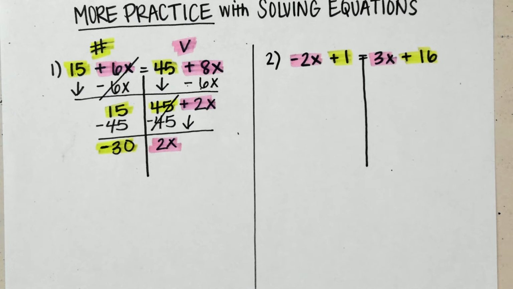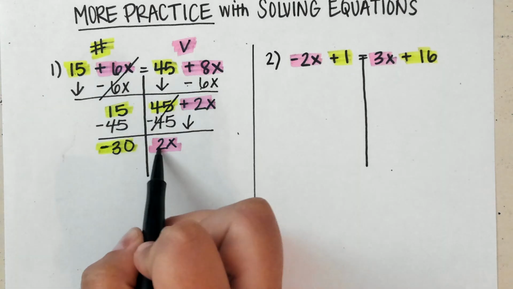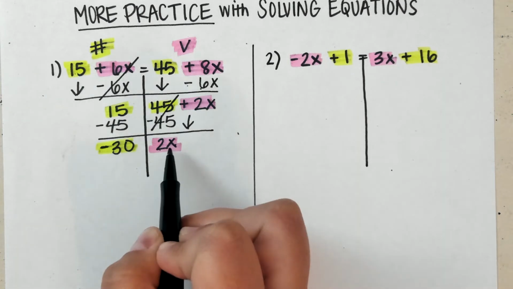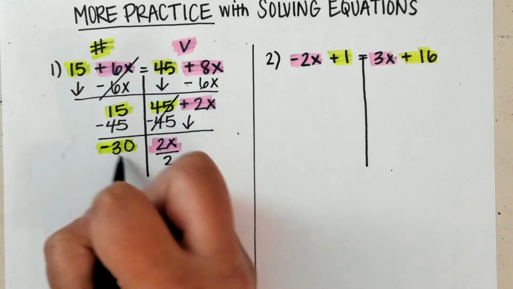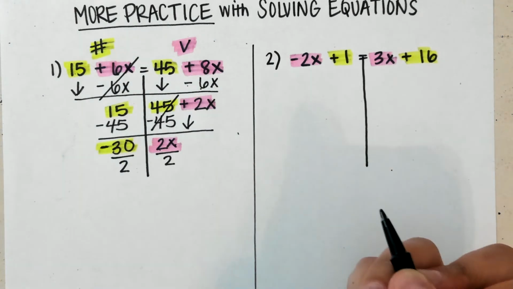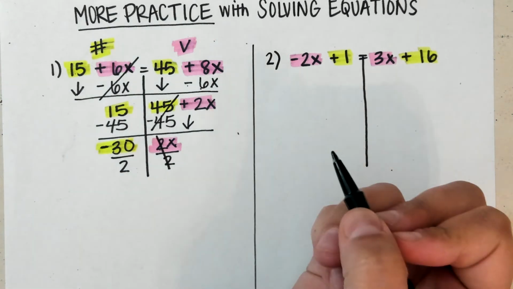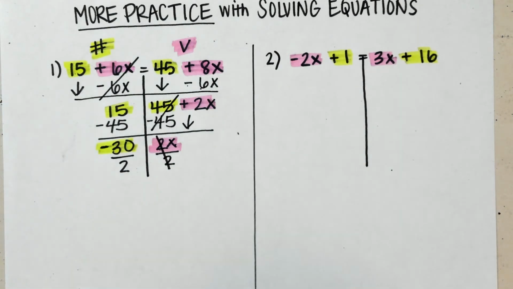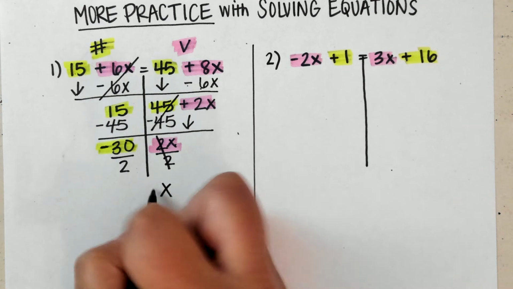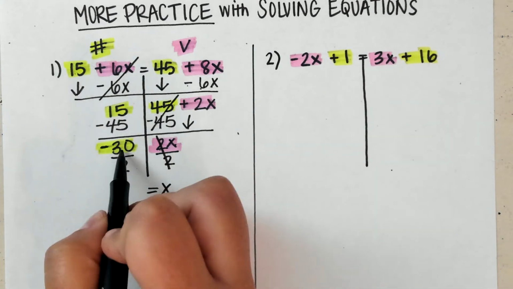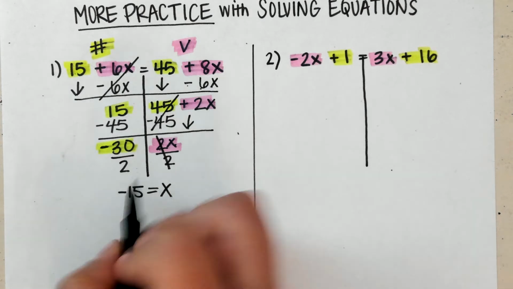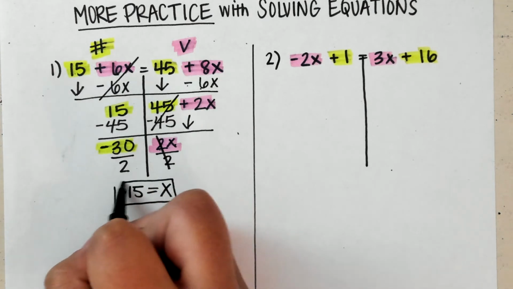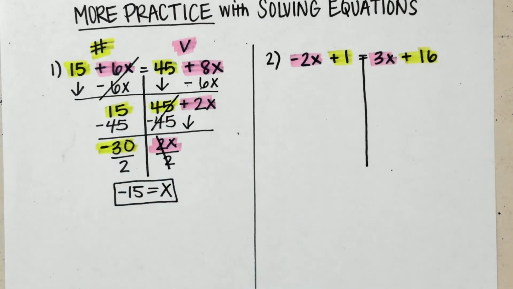I still want that x by itself. So this is 2 times x. The opposite of multiplying by 2 would be to divide by 2. I can cross these out because 2 divided by 2 is 1. So I'm just left with x equals negative 30 divided by 2 is negative 15. So x is equal to negative 15.